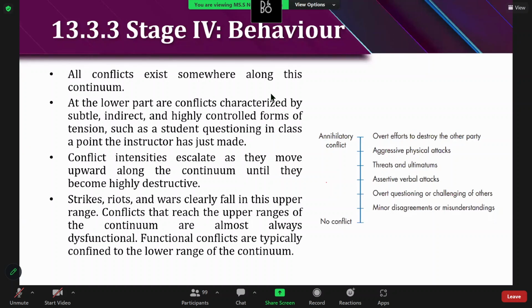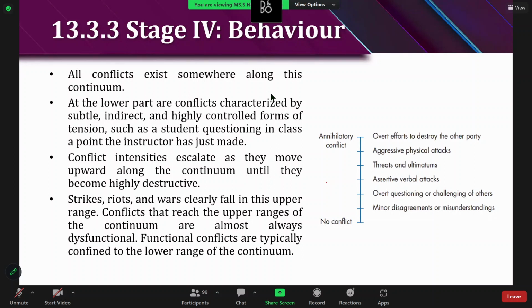So when the intensity of the conflict increases, people start to move upward along the continuum. And when they are moving upward, they become very destructive. At the top of the continuum, they will be engaging in strikes, riots, wars, which clearly fall in the upper range. So conflicts that reach the upper range of the continuum are almost always dysfunctional.